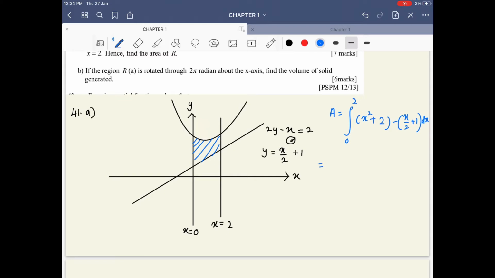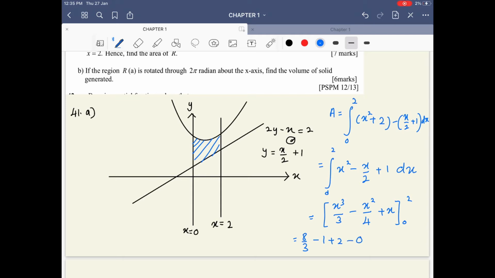Okay, we have x squared minus x over 2 plus 1 dx, and then x to the power of 3 over 3 minus x to the power of 2 over 4 plus x, and then from 0 to 2, and then substitute 2 and 0, we get 8 over 3 minus 1 plus 2 minus 0, which is equal to 11 over 3 units squared. So that is the answer for question 41a.